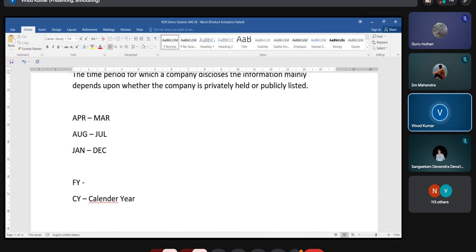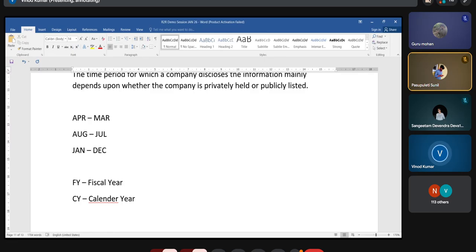In India, what financial calendar will we follow, guys? If you go to any Indian company, they follow April to March. In the US, they follow the financial calendar of August to July. UK-based countries, like German and European countries, follow January to December as their financial calendar, and the same for the calendar year also.